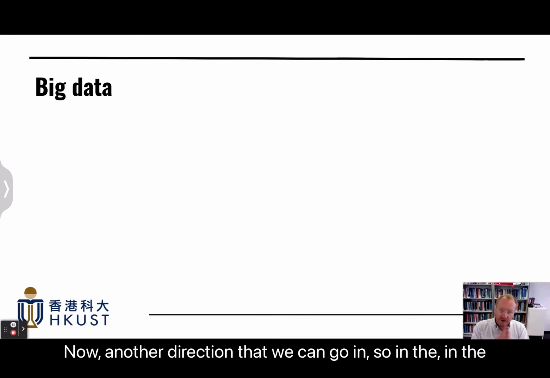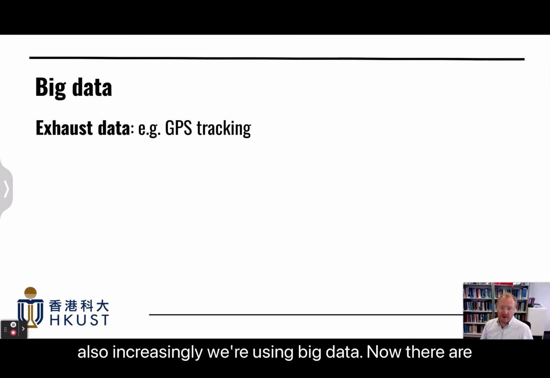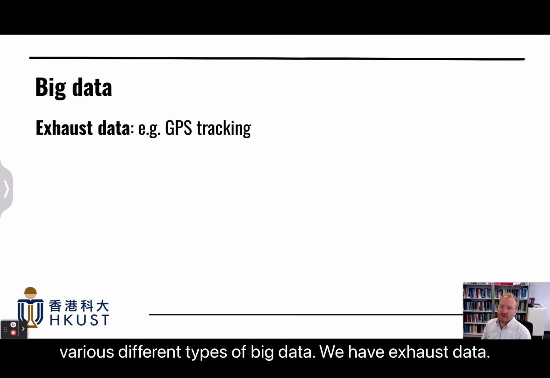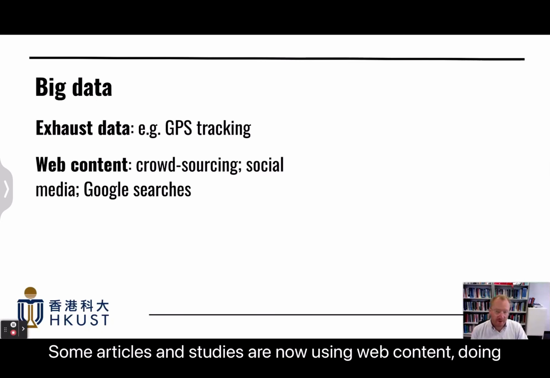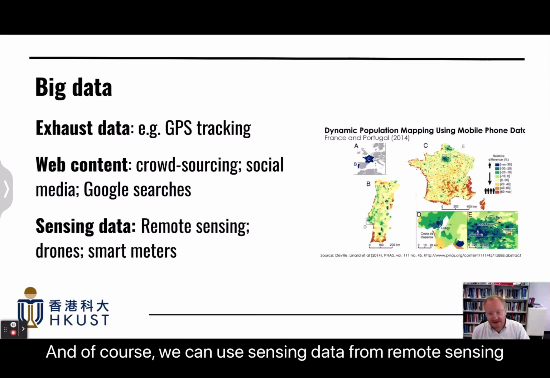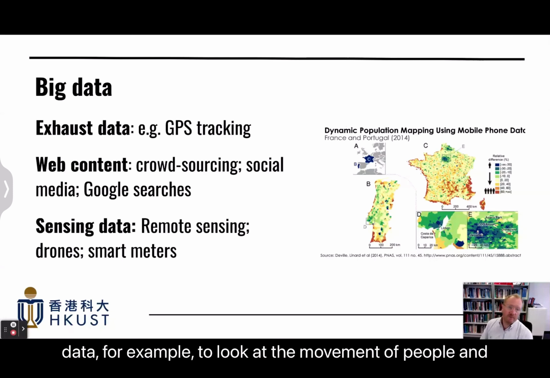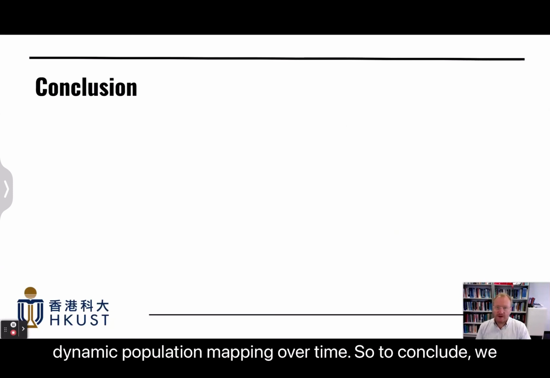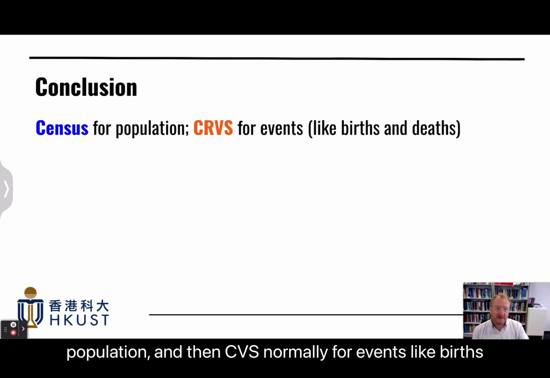Now, another direction that we can go in, so in the census video we talked about population registers, but also increasingly we're using big data. Now, there are various different types of big data. We have exhaust data, so this is from GPS tracking. Some articles and studies are now using web content, so crowdsourcing and social media, Google searches. And of course, we can use sensing data from remote sensing, drones and smart meters. So here we can use mobile phone data, for example, to look at the movement of people and dynamic population mapping over time.